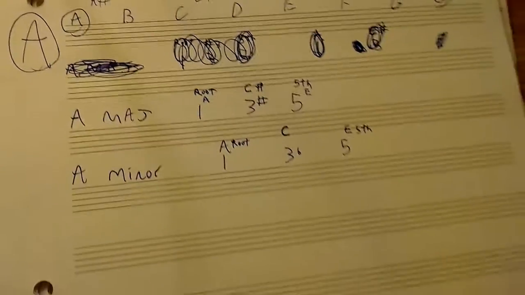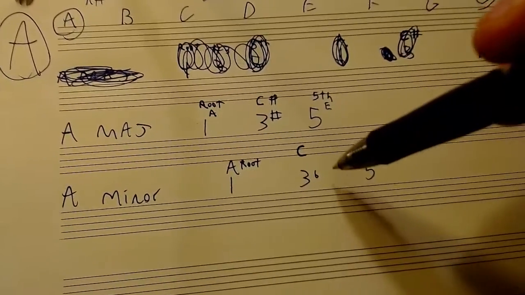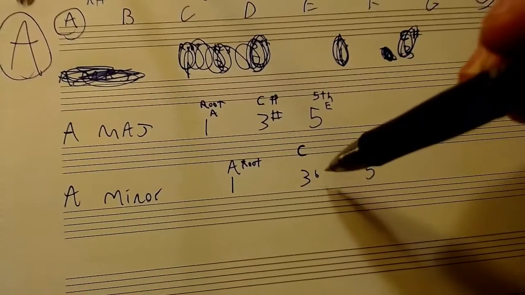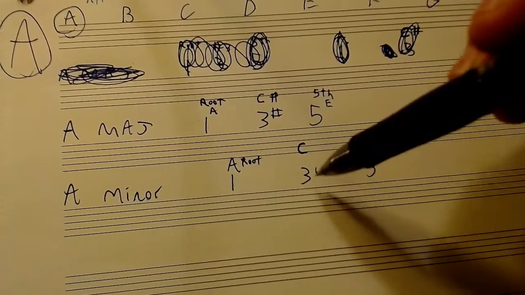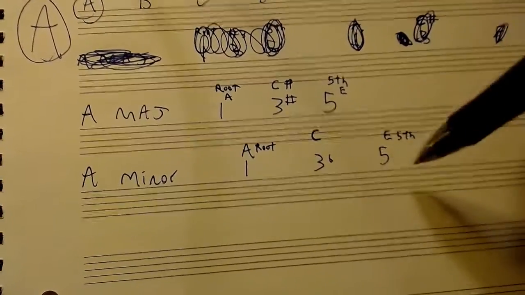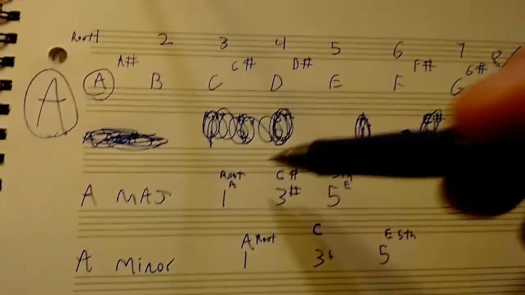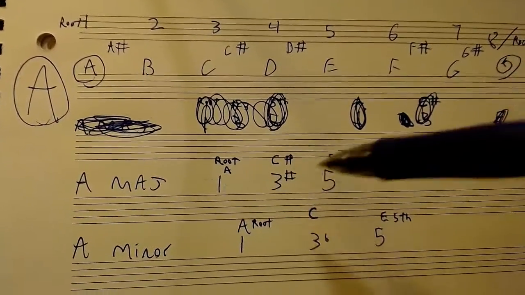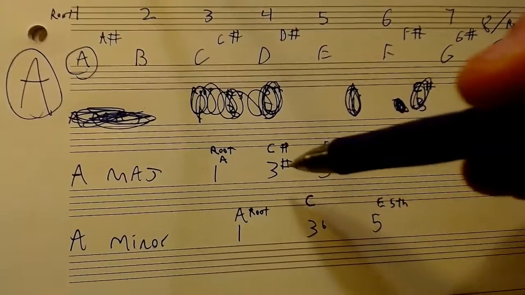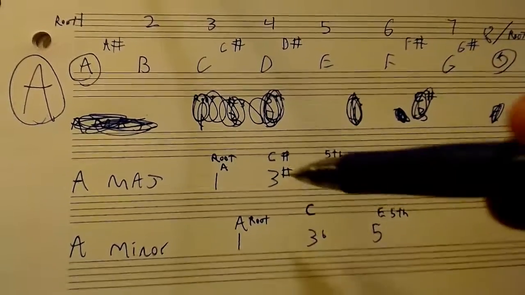What makes a chord minor is the 3rd degree. If it is the flatter third or the minor third, then you have a minor chord. What makes a chord major is the 3rd degree. If it is the major or sharp third, then you have a major chord.